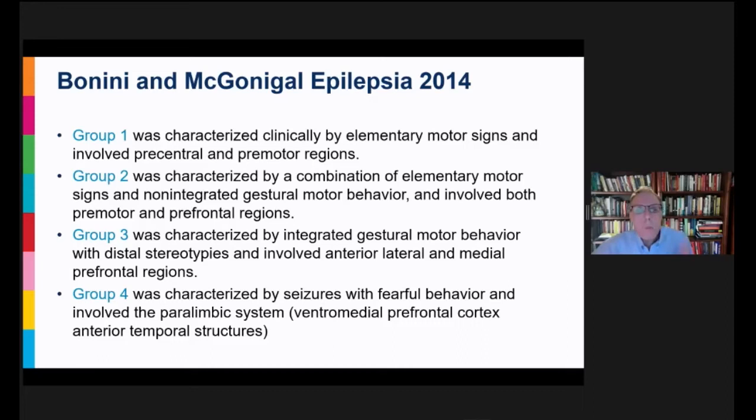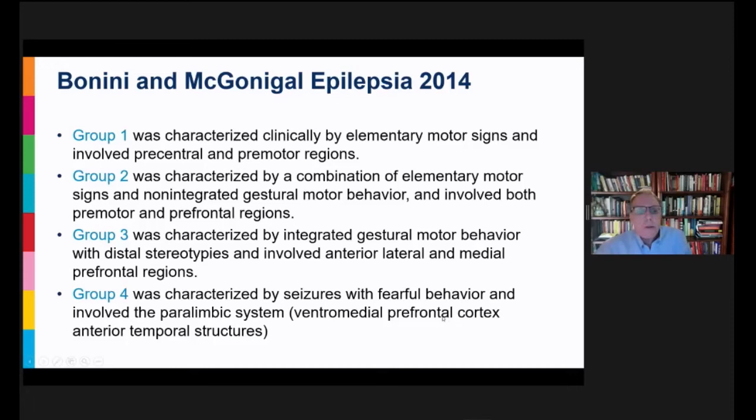And then when you think about the paralimbic region, which is actually group four, this would be this case, except the patient didn't have the semiologic features. I think for some reason this patient did not propagate in a large network. But if you see fearful behavior, fearful expression, autonomic signs and symptoms, then you think it's a network involving the ventral medial prefrontal cortex, anterior temporal structures, and the amygdala.